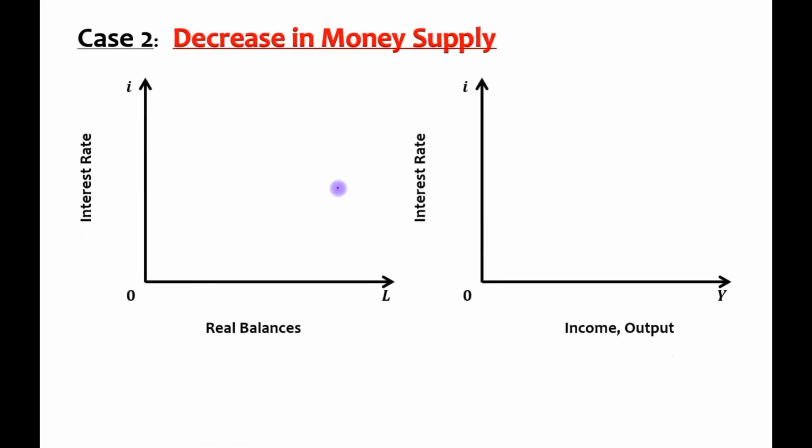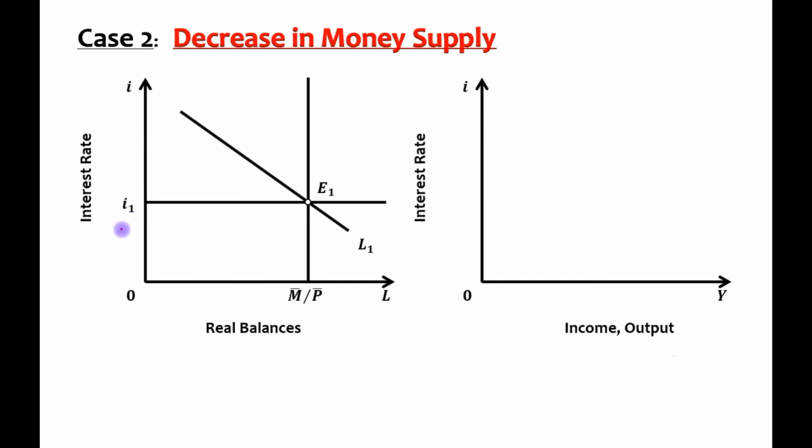Case 2, decrease in money supply. Again we have two panels, the left panel and the right panel. This is the demand for real balance schedule named as L1 and it is the real money supply schedule. Initial equilibrium point E1 and initial equilibrium interest rate OI1. We have shown these combinations in the right panel as OY1, the equilibrium output at interest rate OI1, and this is the initial LM schedule.